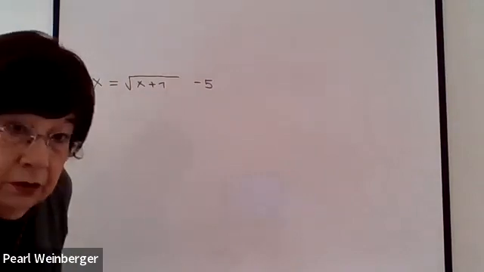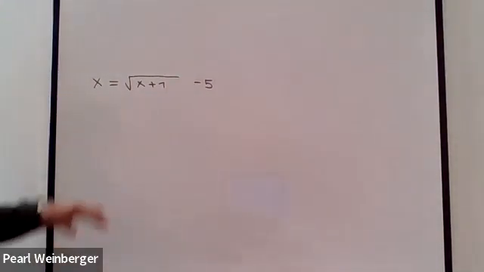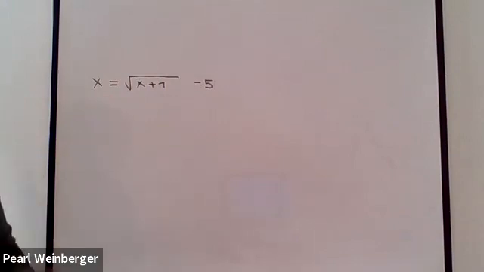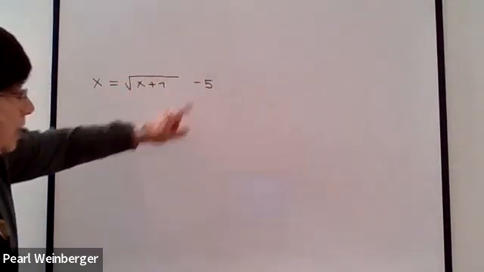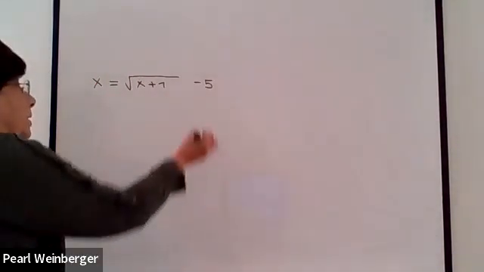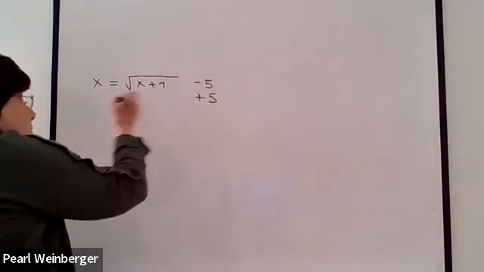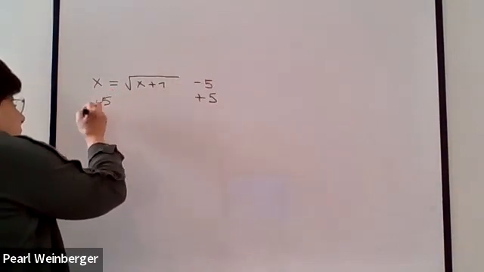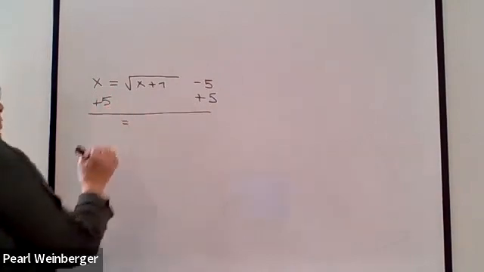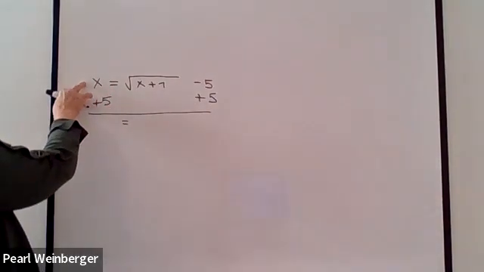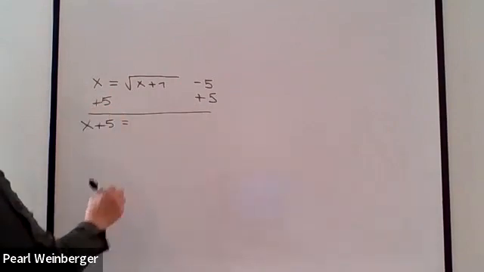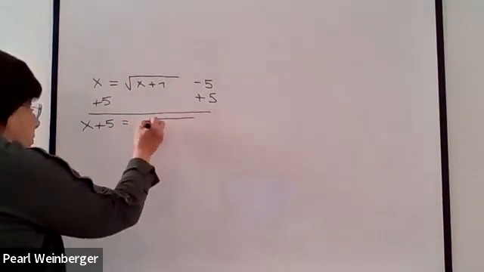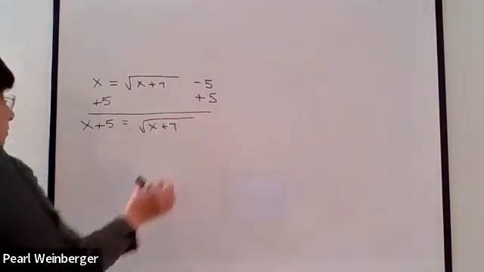And we're going to do the same thing we've been doing as before. In order to solve this radical equation, we want to get the radical part all by itself, which means I have to get rid of this minus 5. So I'm going to add 5 to both sides, just like I did before. So what's going to happen? Over here, I'm going to get x plus 5. I can't combine them because they're not like terms. One has an x, one doesn't. Of course, on this side, we're just left with the square root of x plus 7.